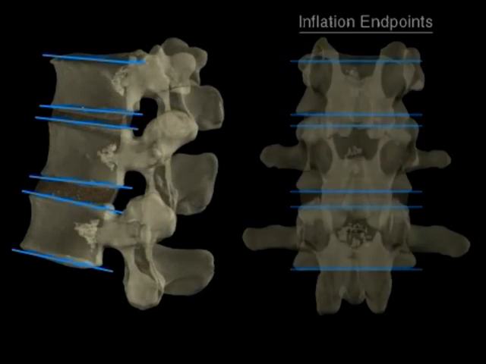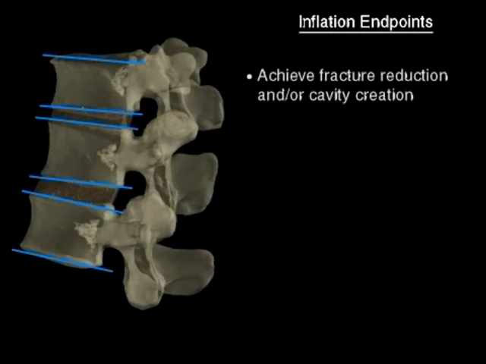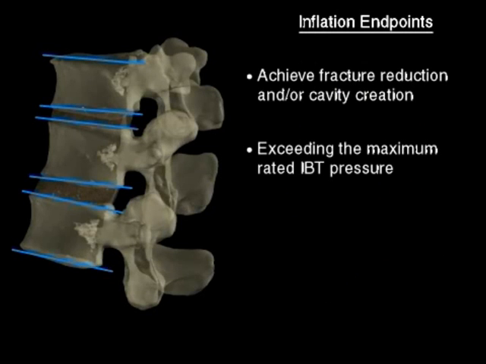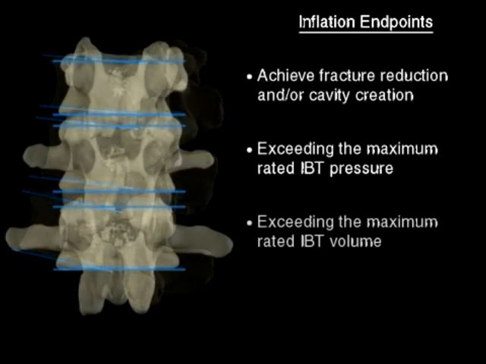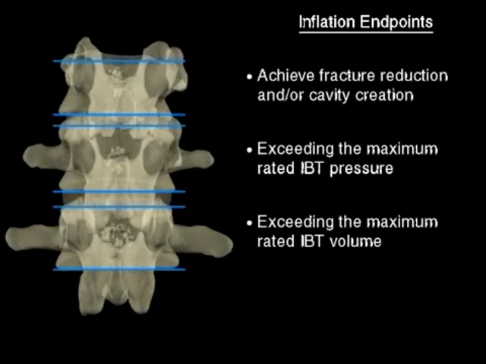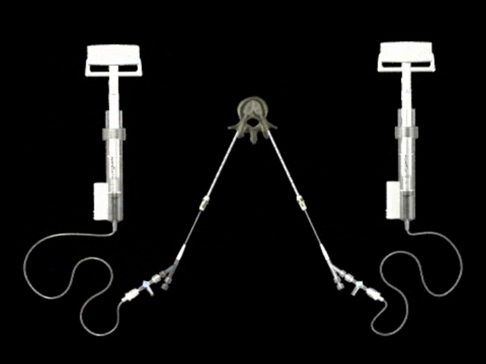Inflation endpoints for the IBT include achieving the predetermined treatment goal of fracture reduction and/or cavity creation, exceeding the maximum rated IBT pressure, exceeding the maximum rated volume for the IBT. For example, the maximum volume for the 15 mm IBT is 4 milliliters and 6 milliliters for the 20 mm IBT. Contacting any cortical wall. Note the final IBT volume as an indication of the cavity size created.